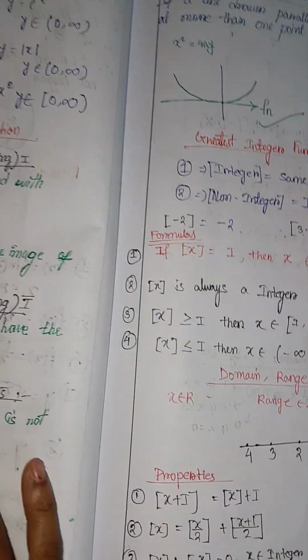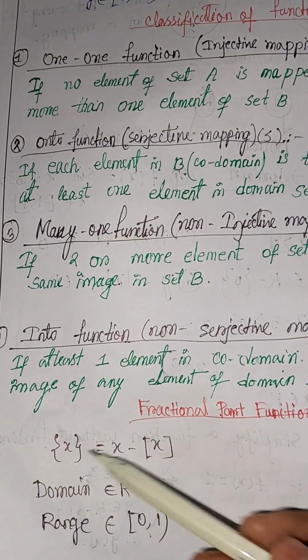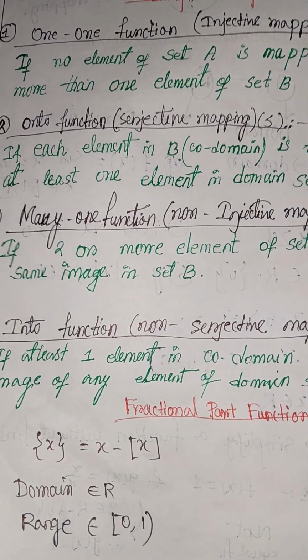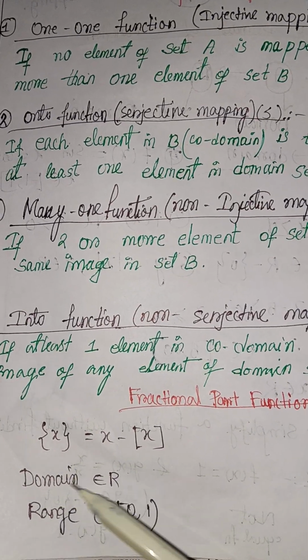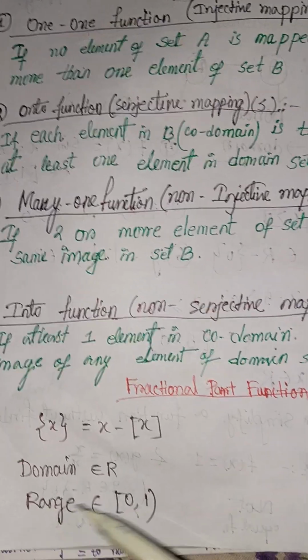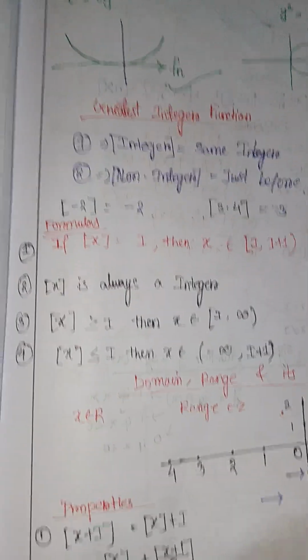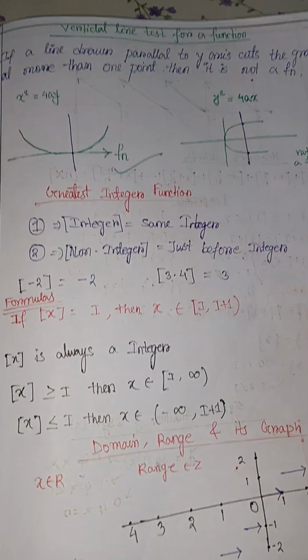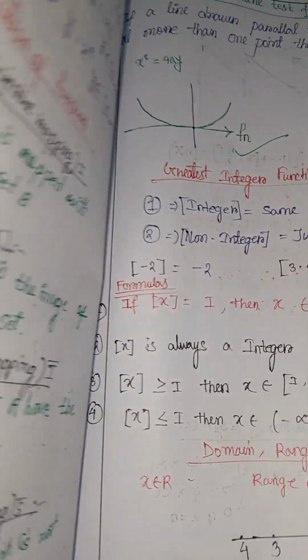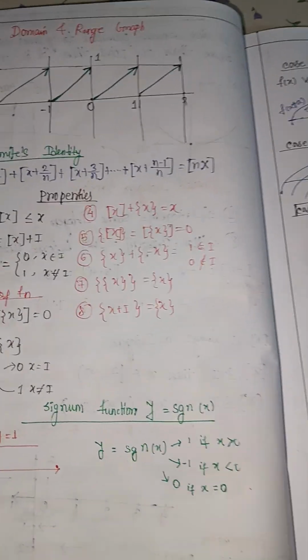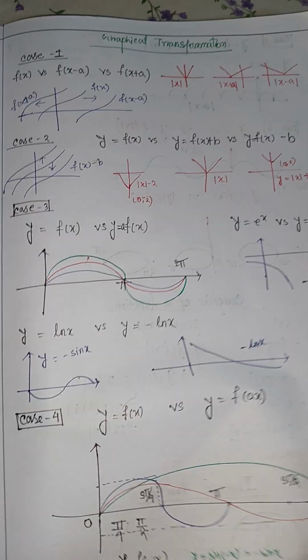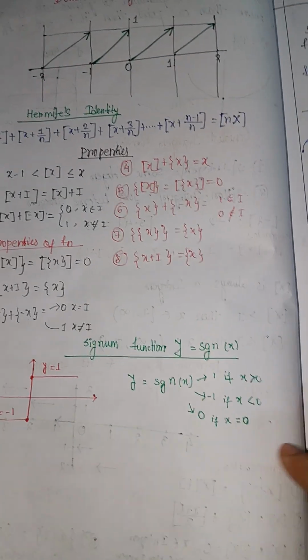So next thing that we start about, that is the fractional part function. That is curly bracket में अगर x है, इसका जो फॉर्मूला हो जाएगा, that is x minus box x. ओके, डोमेन होगा real numbers से बिलोंग्स करेगा और रेंज बिलोंग्स टू 0 to 1. ओके, सो नेक्स्ट वर्टिकल लाइन टेस्ट फॉर अ फंक्शन. मैं टुडे कवर करूँगी वर्टिकल लाइन टेस्ट, ग्राफिकल ट्रांसफॉर्मेशन आज नहीं हो पाएगा, ये बहुत बिग हो जाएगा वीडियो. ओके, देखते हैं कितना कवर हो जाता है.